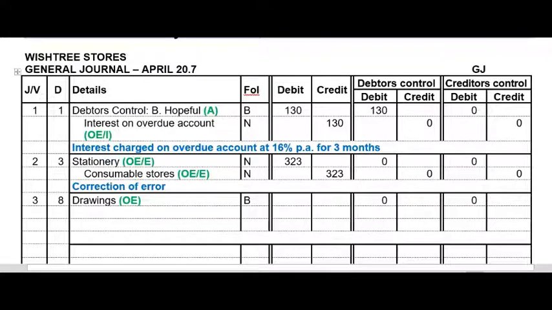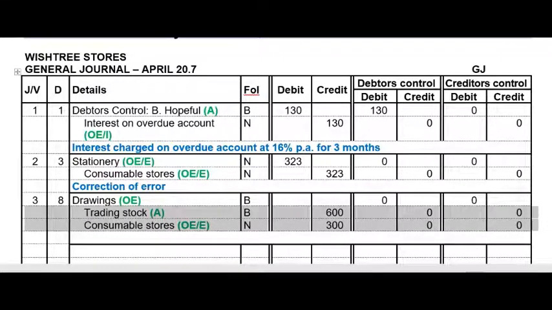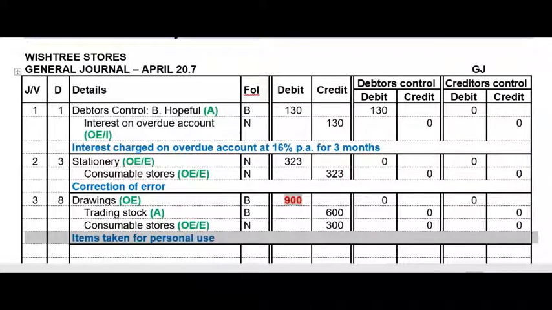Okay, the owner withdrew trading stock of 600 Rand. Remember, we always use the cost price, and he withdrew Consumable Stores of 300 Rand. And now when you add these 2 together, both of them will affect drawings on the debit side. So we say the total effect on drawings on the debit side is 900 Rand. And then you say items taken for personal use as the journal narration.